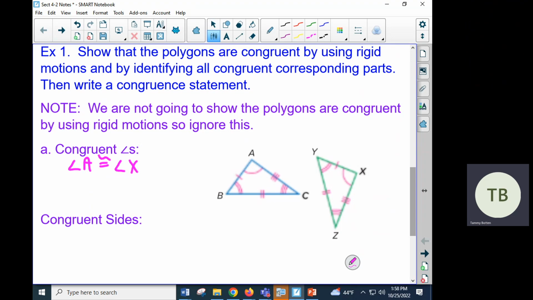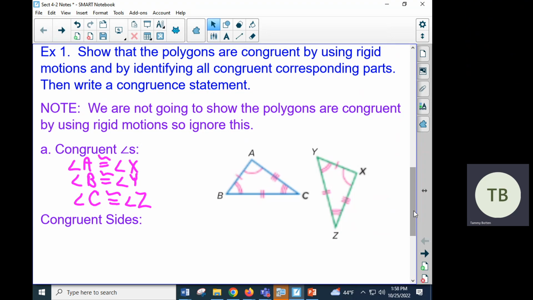Then notice B and Y each have two arcs. So we'd say angle B is congruent to angle Y. And then C and Z both have three arcs. So we'd say angle C is congruent to angle Z.